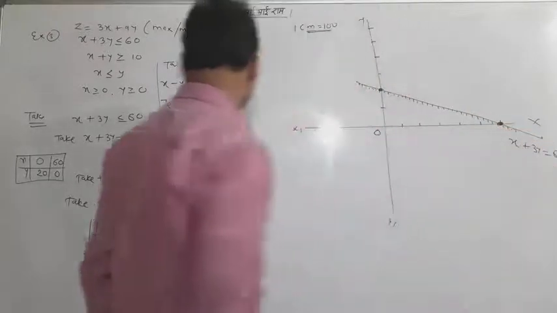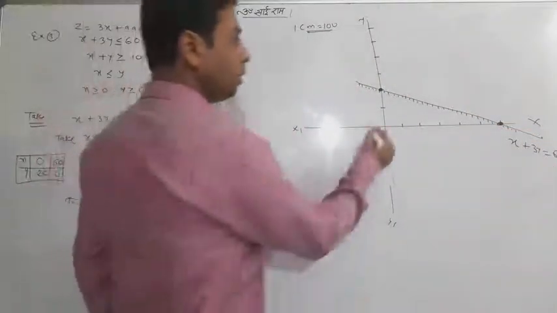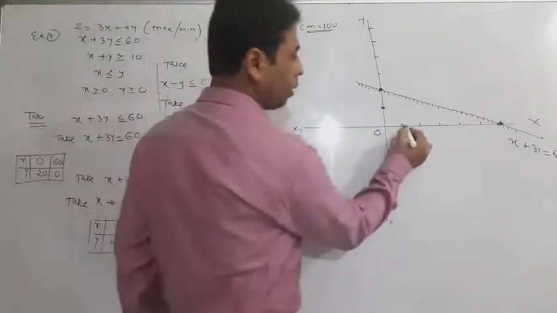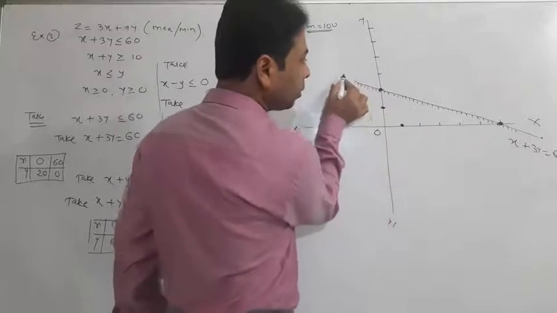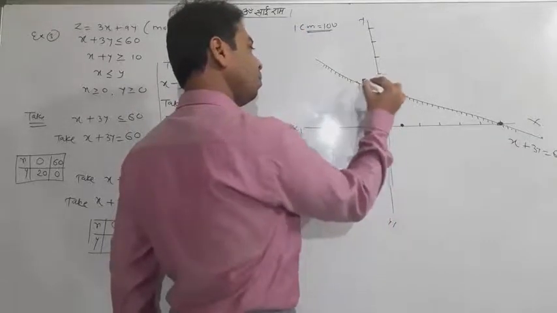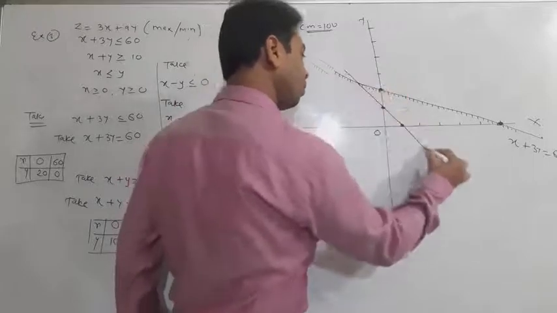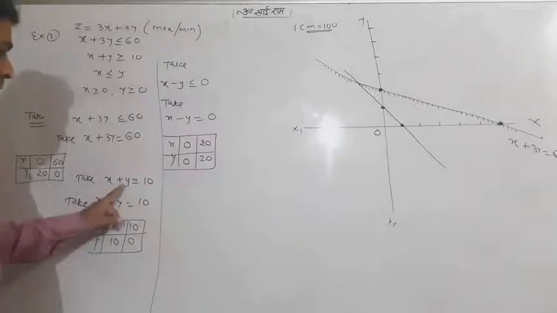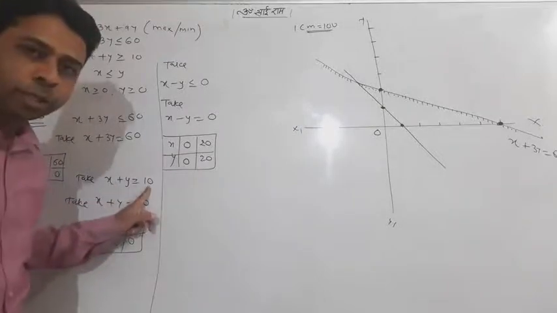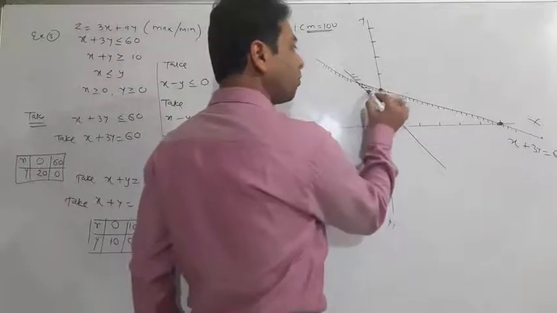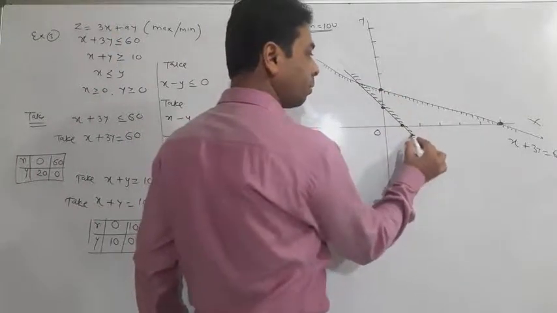Now second is what? (0, 10) is here and (10, 0) is here. Now join it. Now take an arbitrary point (0, 0) and put here: 0 plus 0 greater than 10. 0 greater than 10 is wrong, meaning it is against the origin point. Try to understand it like that.